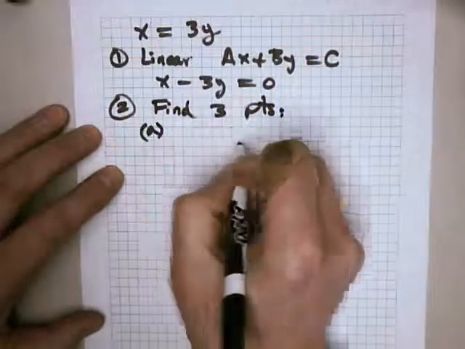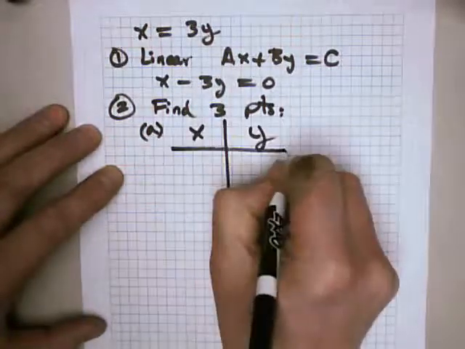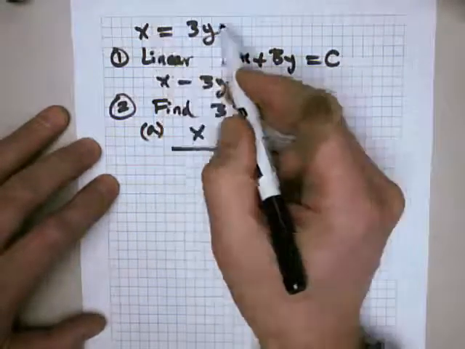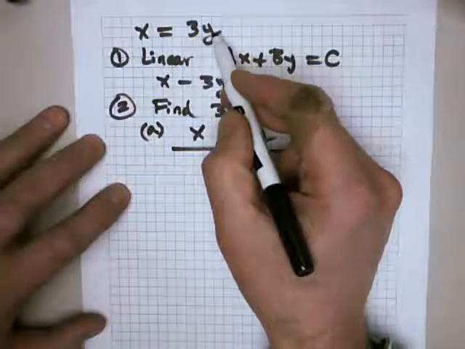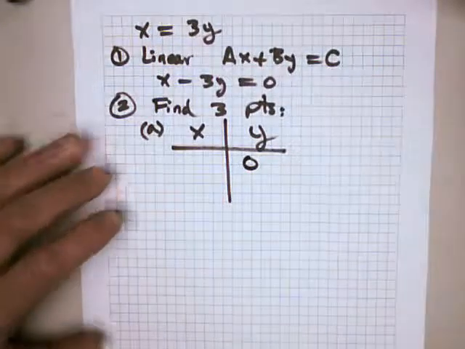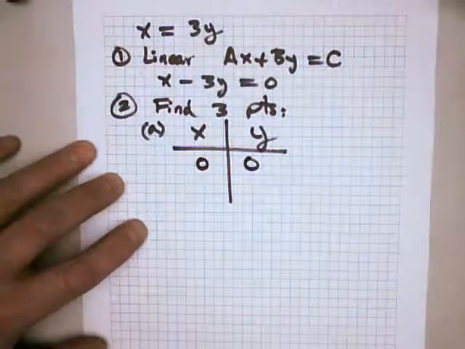Okay, let's set up a table of values. And since this equation is already solved for x, I'm going to choose 3 values of y and find the corresponding values of x. So for example, I'm going to put in y equals 0 and find the corresponding value of x is also 0.